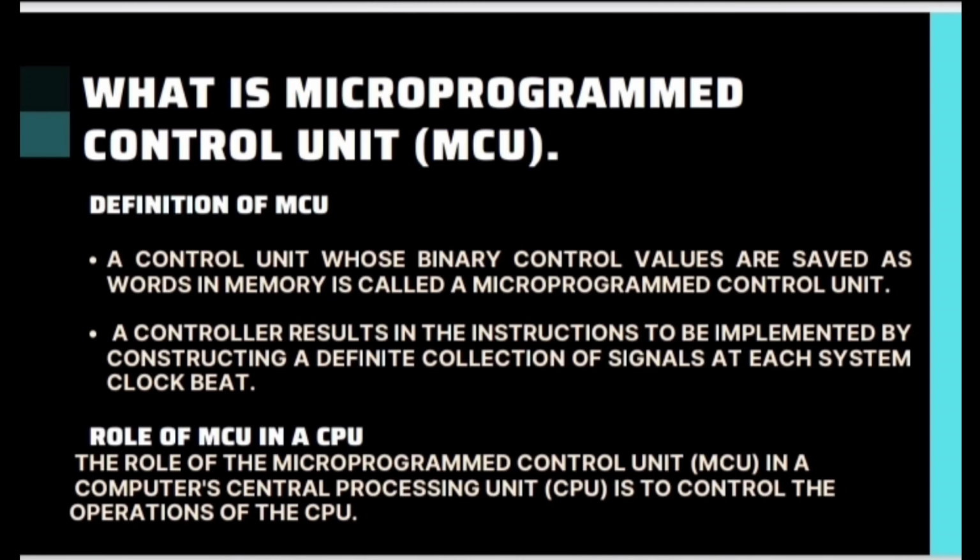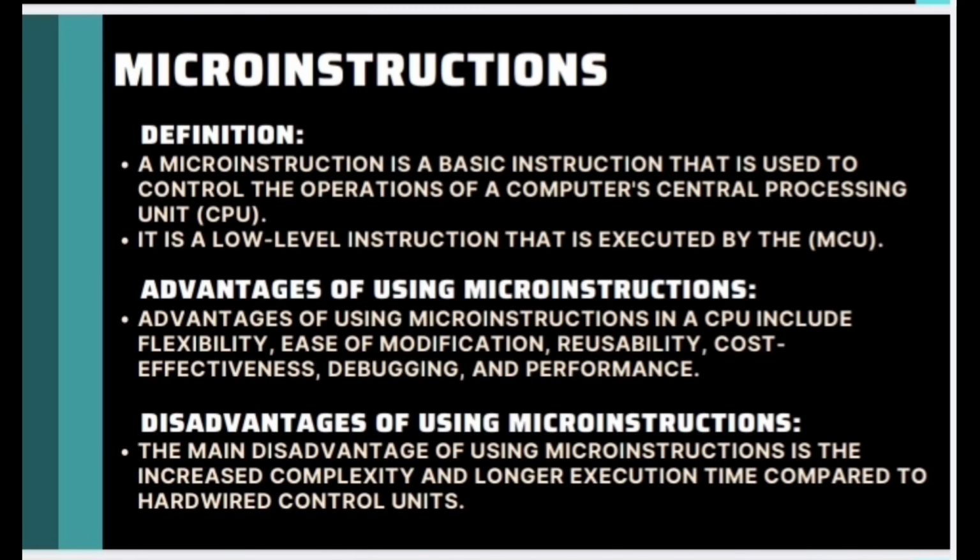Microprogrammed control unit is a control unit whose binary control values are saved as words in memory. The results in the instructions are implemented due to a controller by constructing a definite collection of signals at each system clock beat. The role of microprogrammed control unit is to control the operations of CPU, that is Central Processing Unit.